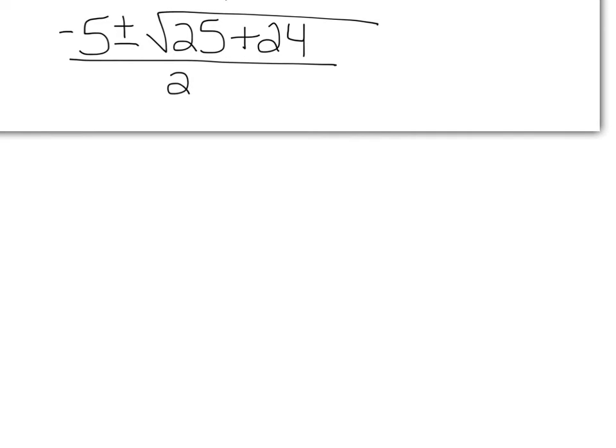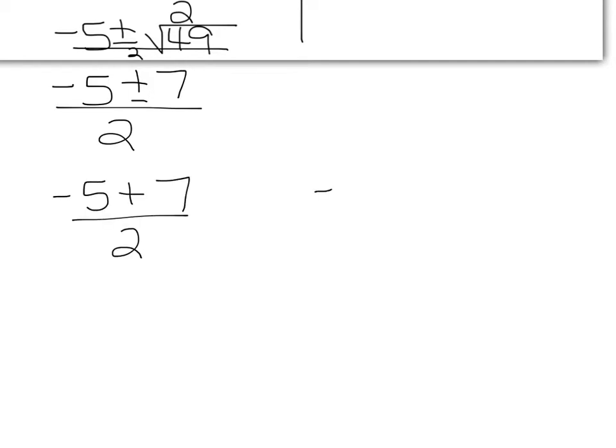Okay, so we have negative 5 plus or minus the square root of 49 all over 2. There we go. So we know the square root of 49 is 7. So I'm going to say negative 5 plus or minus 7 all over 2. And now you can go ahead and break this into two problems. Negative 5 plus 7 over 2 and negative 5 minus 7 over 2.